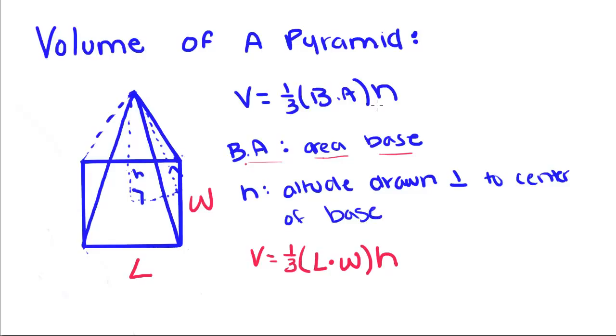Now, when we talk about the height, we're not talking about the height of this triangle right here. We're talking about the height that, if you drew it in, would come perpendicular from this point up here to the center of the base. So the height is the altitude drawn perpendicular to the center of the base.